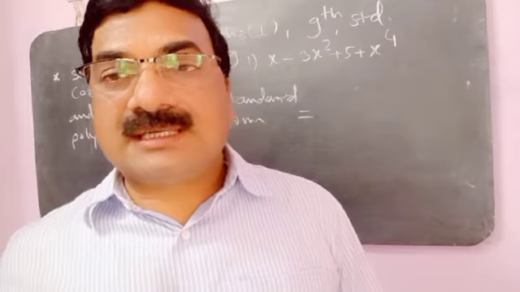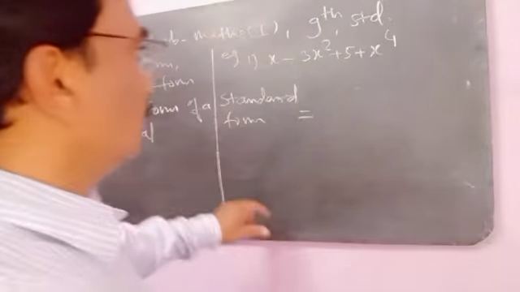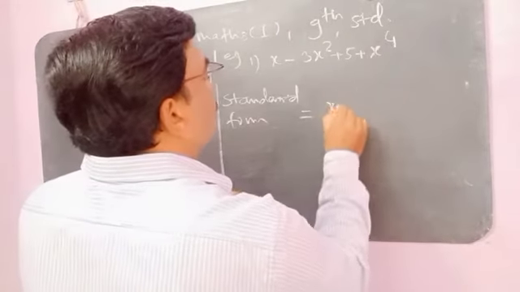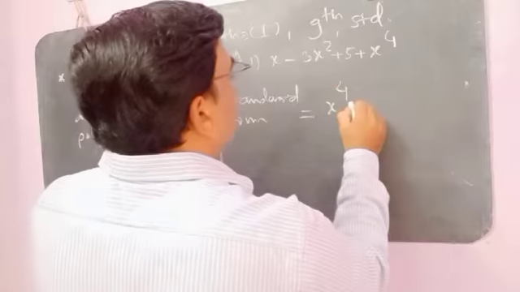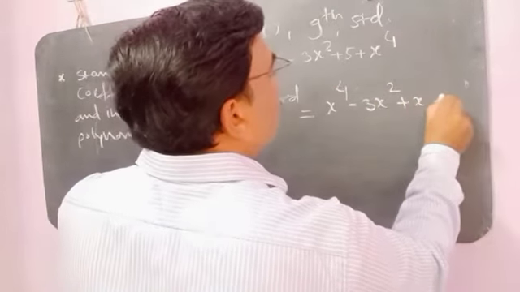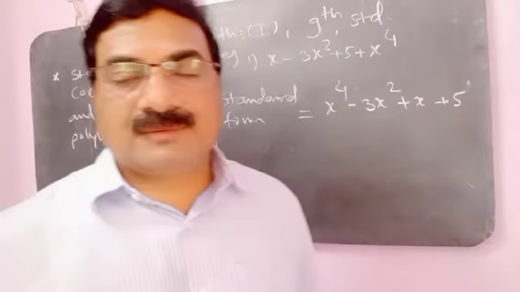घातांकाच्या उतरत्या क्रमाने मांडणी करणे म्हणजे त्याचा स्टँडर्ड फॉर्म. First observe, the maximum degree is x raised to 4, then minus 3x square, then plus x plus 5. This is the standard form of the polynomial.